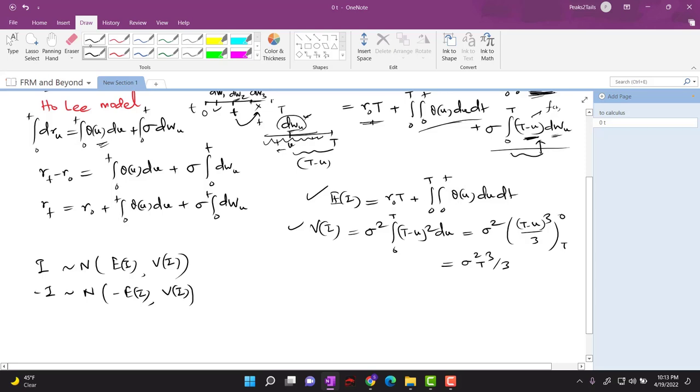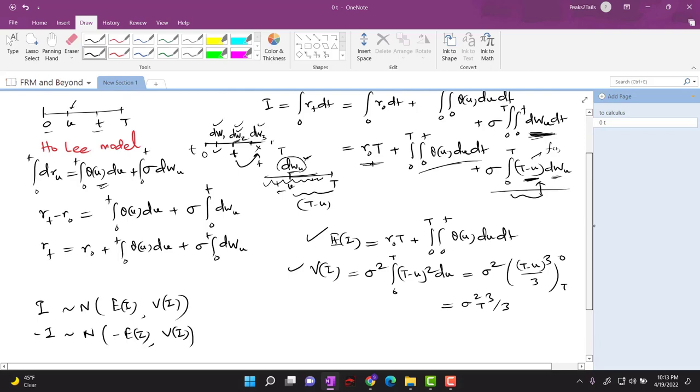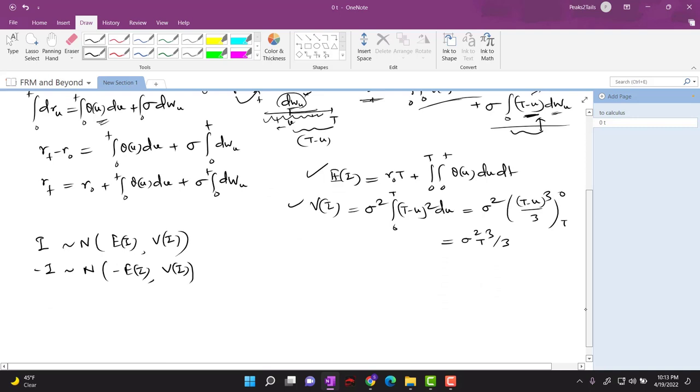What do I need? I need the expectation of e to the power minus I.